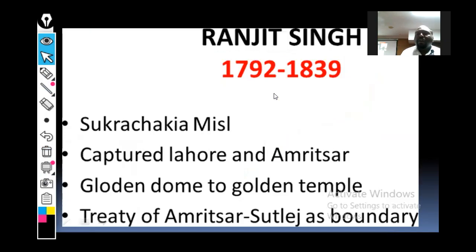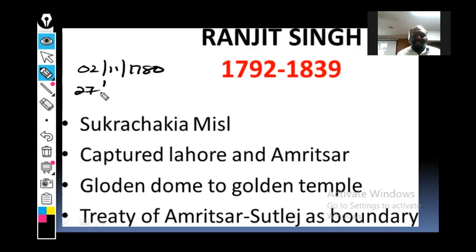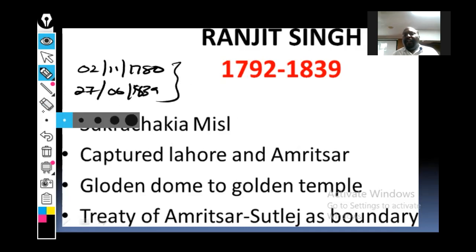So Ranjit Singh was born on 2nd November 1780 and he died on 27th June 1839. So almost at the age of 59 or 60, he died. So who is Ranjit Singh? What kind of personality is he?